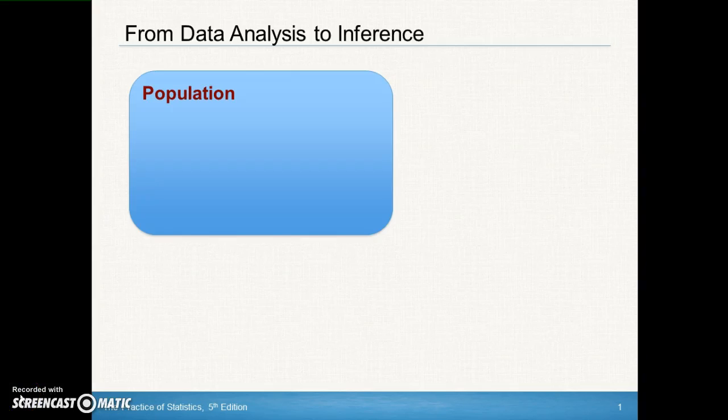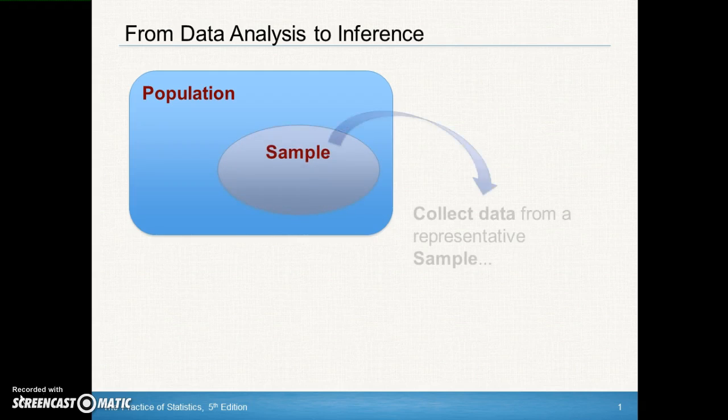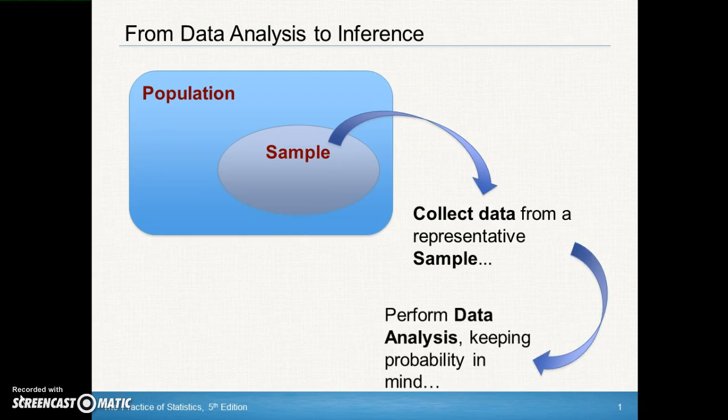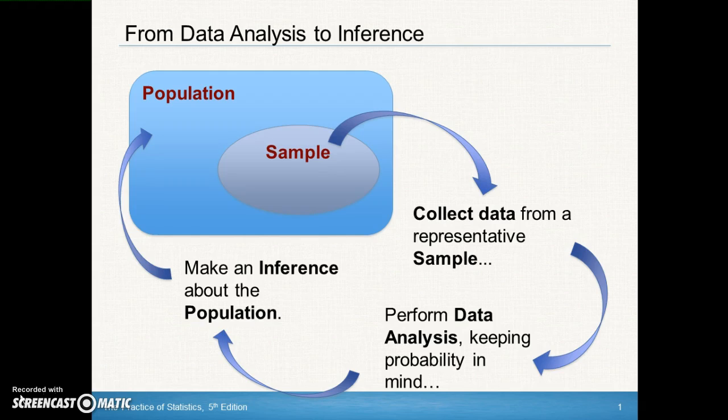In our last unit, we spent quite a bit of time examining how to get a sample from a population. So why do we actually even do this? We take a sample and we collect data from a representative sample, meaning a sample that closely mirrors the population. And from there, we can perform data analysis on the sample, and we can use the data that we get from our analysis to make an inference about the population.